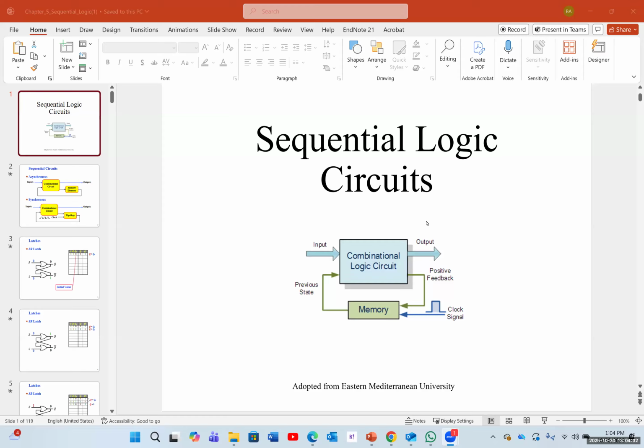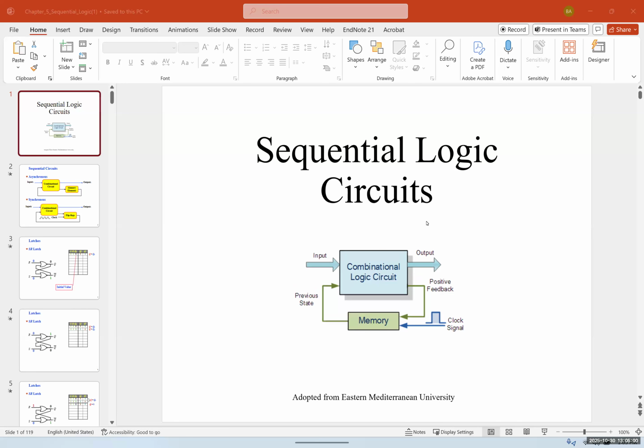So the difference between combinational and sequential logic circuits: combinational logic circuits do not have any feedback, therefore they don't have any memory. And it's a real-time system, meaning the output depends on the input at that time. But sequential logic circuits have a memory and a feedback. Therefore, they have memory because of the feedback.